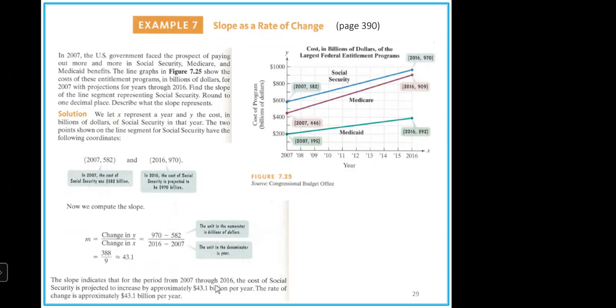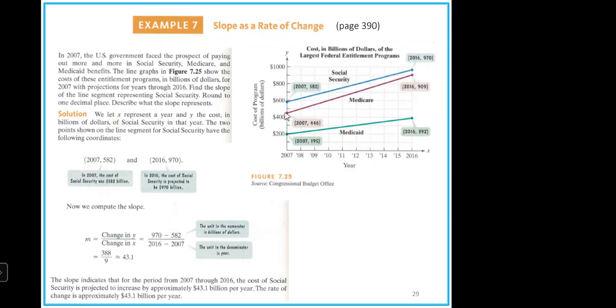So what that means is that because the slope is 43.1, that's telling you that every year the cost is expected to go up by 43.1 billion. If we follow this line, that's what it's suggesting: on average, the cost of Social Security is going up by 43.1 billion per year. That is the rate of change. So you can interpret slope as an example of a rate of change.